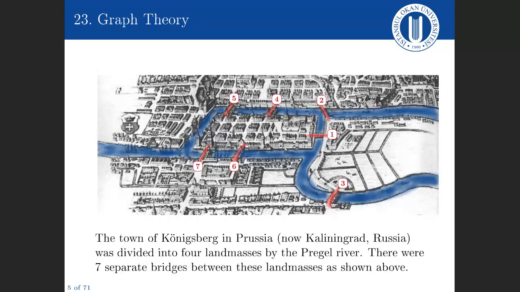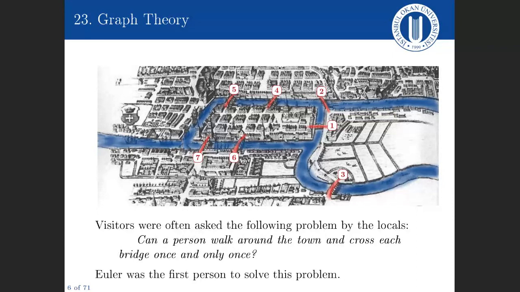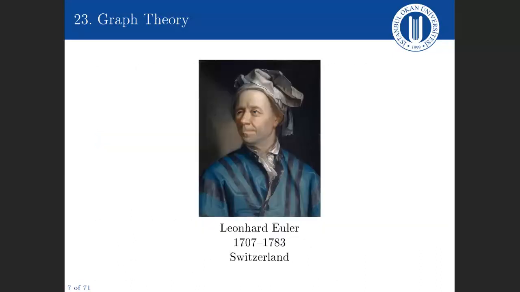The town of Königsberg, which is now called Kaliningrad, was divided into four land masses by a river. There were seven bridges joining the land masses together, as shown in this picture. And visitors to the city were often set a problem by the locals. Can a person walk around the city and cross each bridge once and only once? Euler was the first person to solve this problem, and he solved it using graph theory.